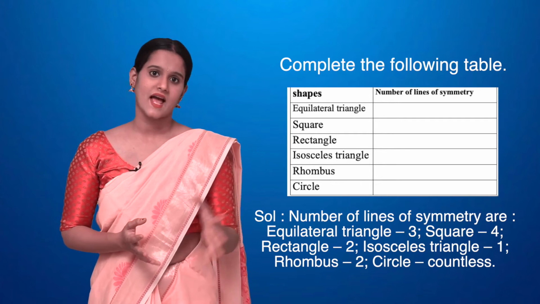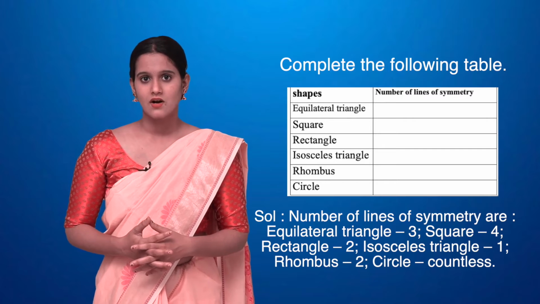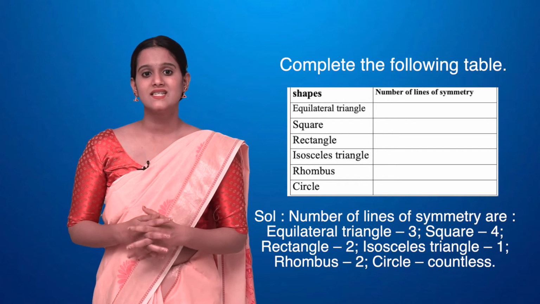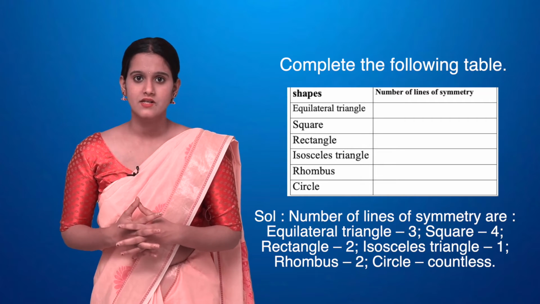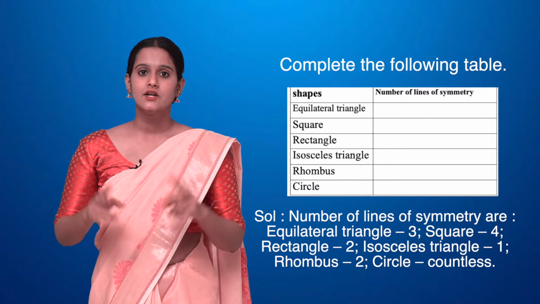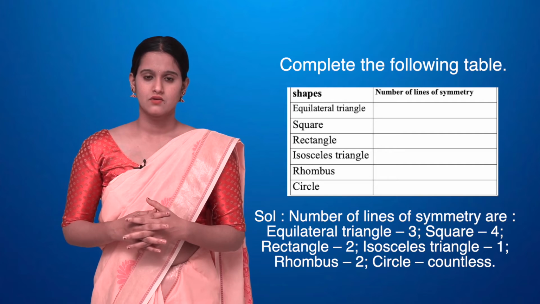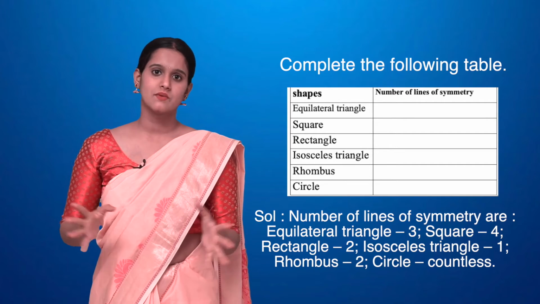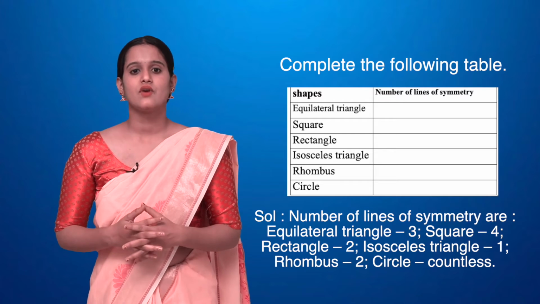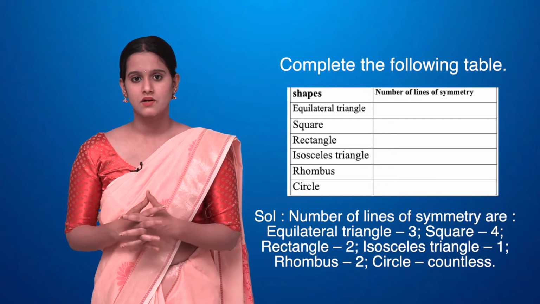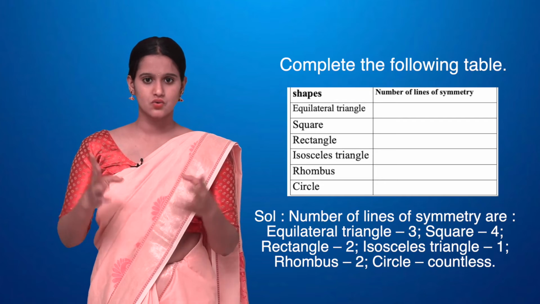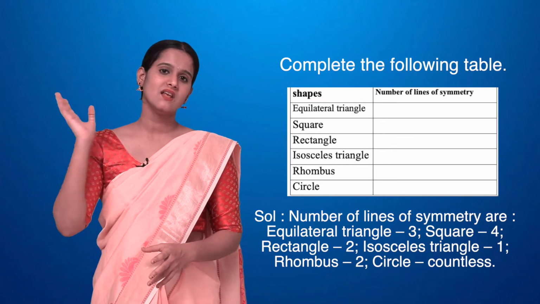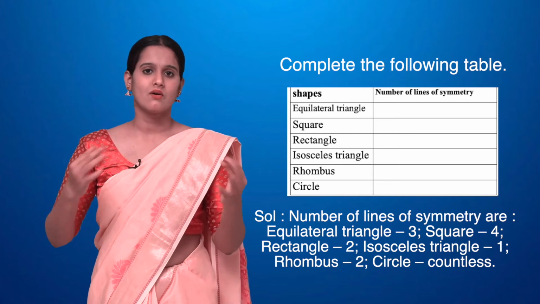Similarly, the next one is the rectangle. We just found that the rectangle has 2 lines of symmetry in the previous problem, right? Now the next one is the isosceles triangle. I told you, students, for an isosceles triangle, only 2 sides are equal out of 3. So if I draw 1 line of symmetry, then 1 half would be symmetric to the other half. So only 1 line of symmetry we can draw there. For the rhombus, we will have 2. And for the circle, it will be countless. You can draw anywhere and you will get symmetry. So it will be countless.